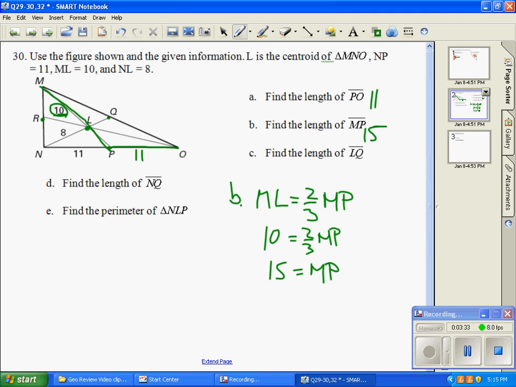The next part, find the length of LQ. So look at the diagram. LQ is this piece right here. It's the smaller part of the full segment. We have the larger part. So the larger part is 2/3 of the full segment, which is 8. So 1/3 of that is going to be 4.